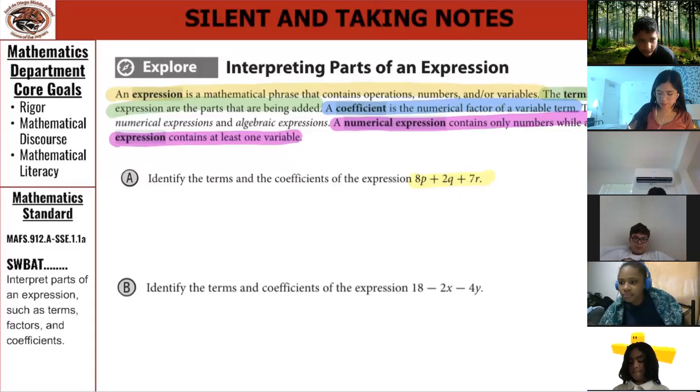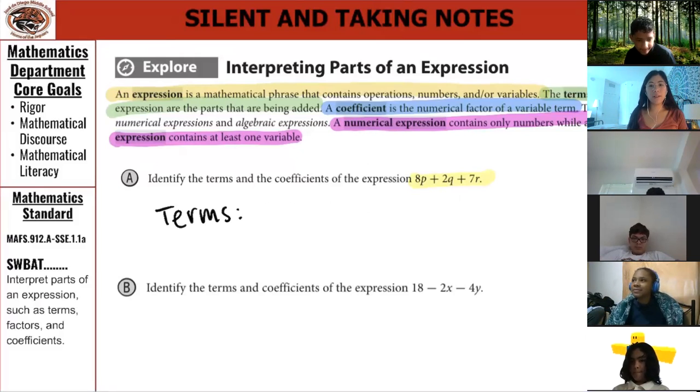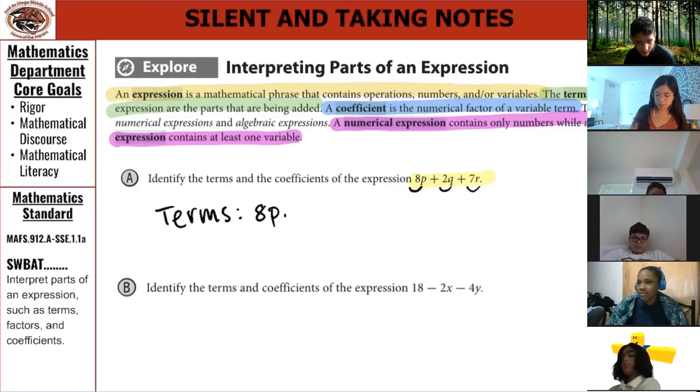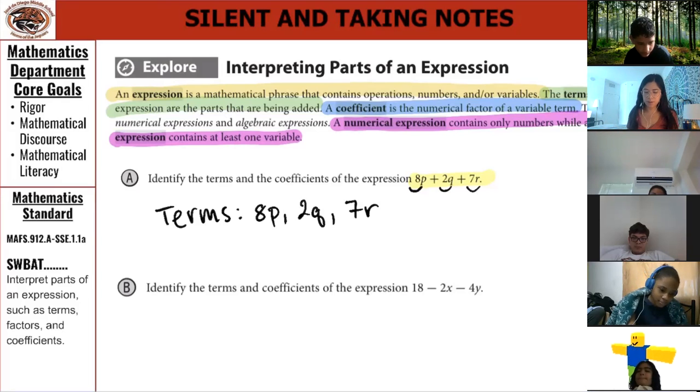So my terms, remember, terms are separated by addition. So how many terms are there in this expression? See, 3. 2, 3, 3. Yeah. So we're separating everything by addition. So when you look at it, you have 3 terms. You've got 8p, 2q, 7r. Those are my terms.